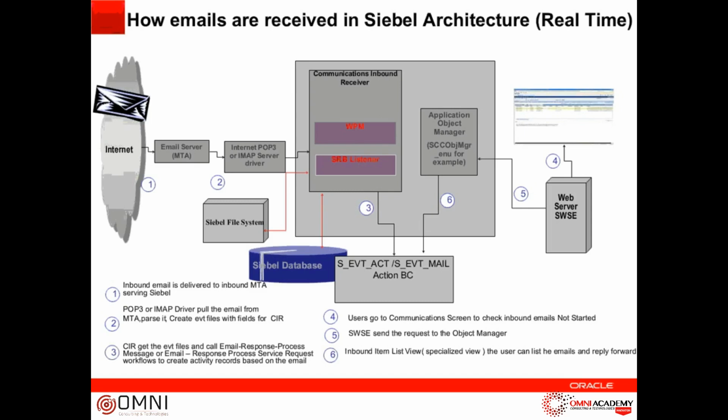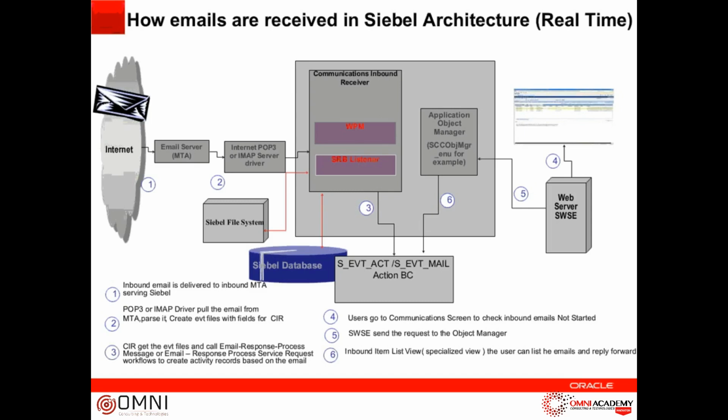Here we see how the email comes to the external email server, from where it is pulled by the POP3 or IMAP driver, which parses it and then creates EVT files with keys for the CIR component. CIR gets those EVT files and calls the email response workflows to create the activity records based on the email.